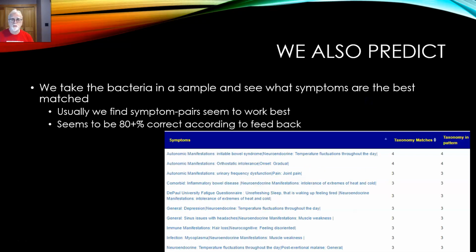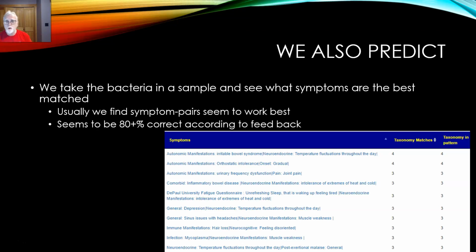studies or averages. We also predict, and what we do is we look at the bacteria, look at all of the patterns we have identified, and then we see which patterns match. What we usually find is that the best results are not at a single symptom, but symptom pairs. Sometimes 3 or 4, but generally symptom pairs are what our amount of data works best with. We don't quite have enough to go up to using triplets. We probably will in the next year or two, but at the moment it's pairs.